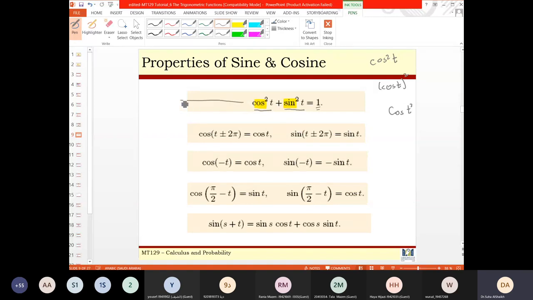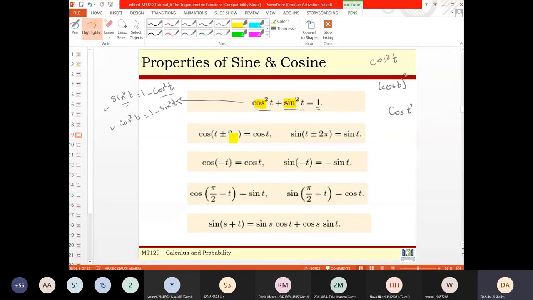This is good information because whenever, for example, I have the cosine, I can find the sine. So the sine square t is actually nothing but 1 minus the cosine square t. If I have the cosine, I can put it here, square it and subtract it from 1, and this will give me the sine. And also the cosine square of t is equal to 1 minus the sine square of t, and this is the most important one of those relations.